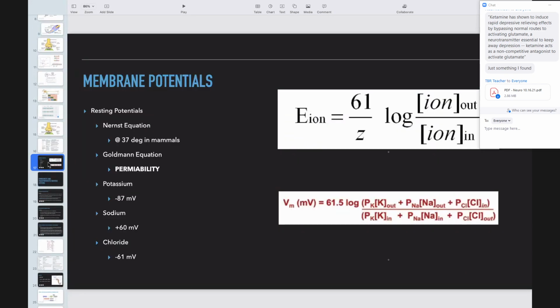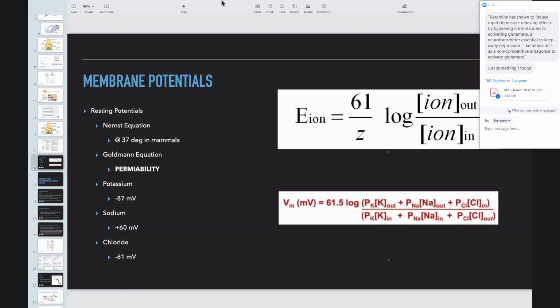Cool. So what is the electrical property? We've got some math here. I'm not a math person by any means. I absolutely hate it. The good thing is you don't need to calculate anything. You don't need to calculate diddly squat. The only thing here is conceptually, how do these equations work? There are two equations you need to know for the MCAT for electrophysiology: the Nernst equation and the Goldman equation.